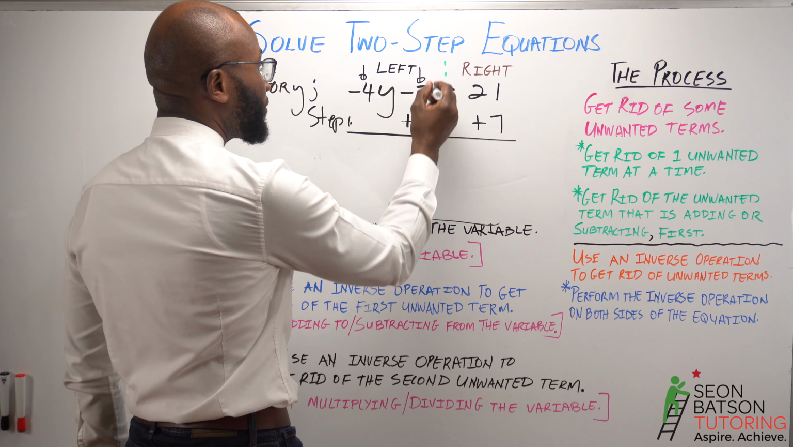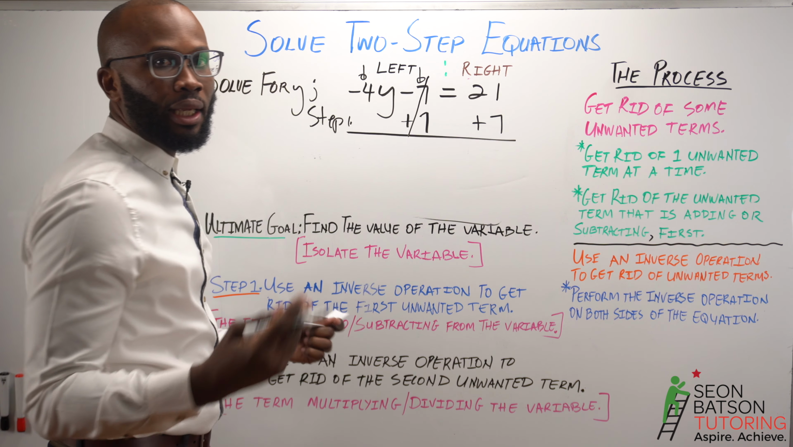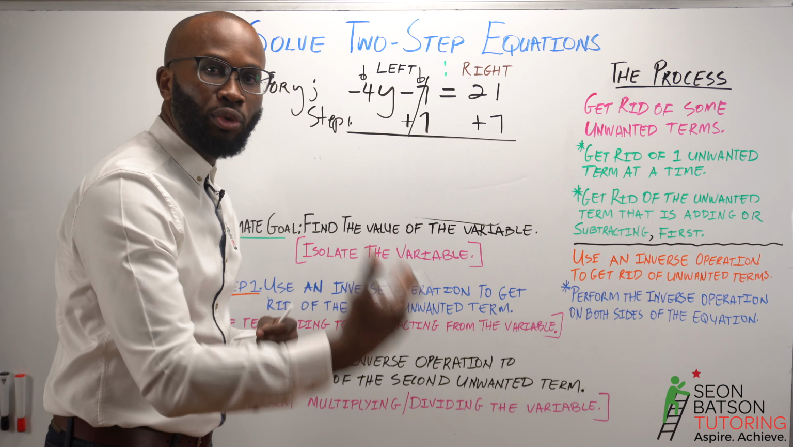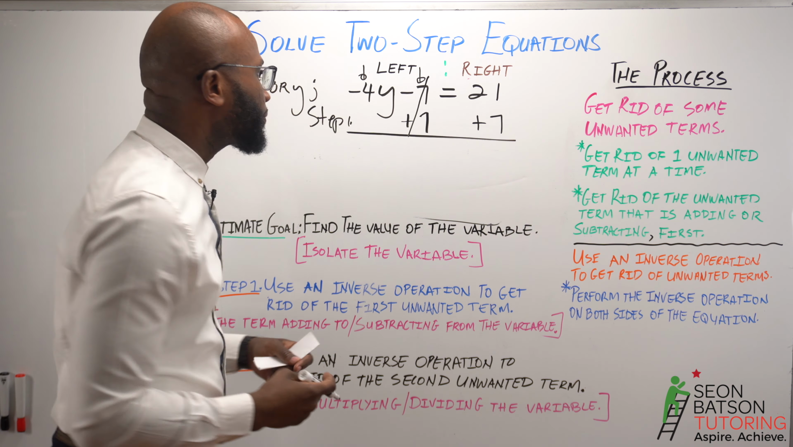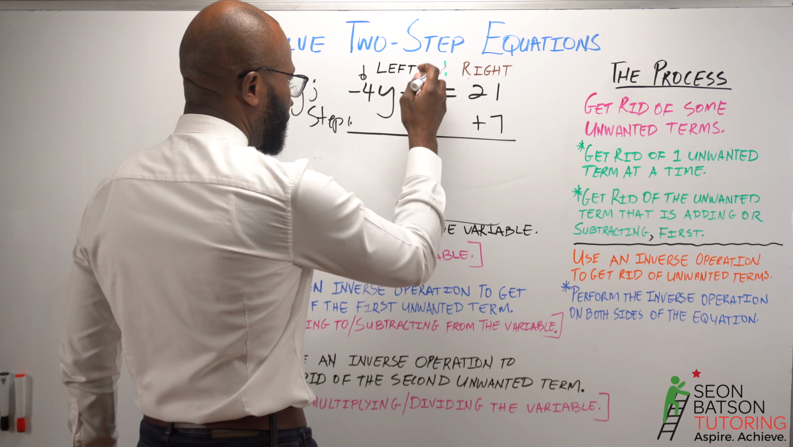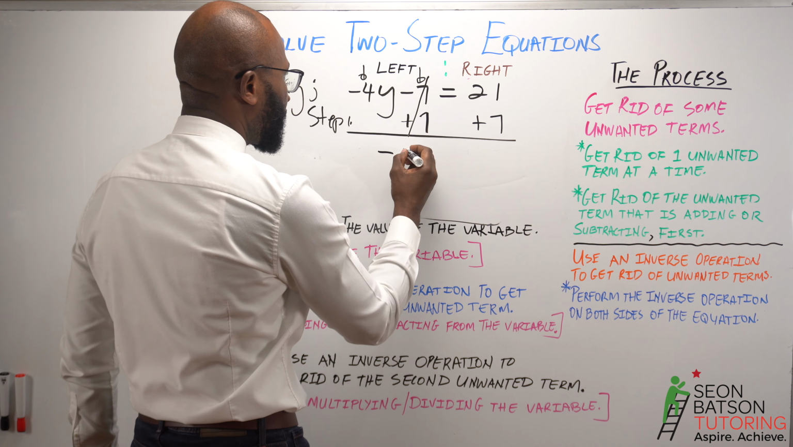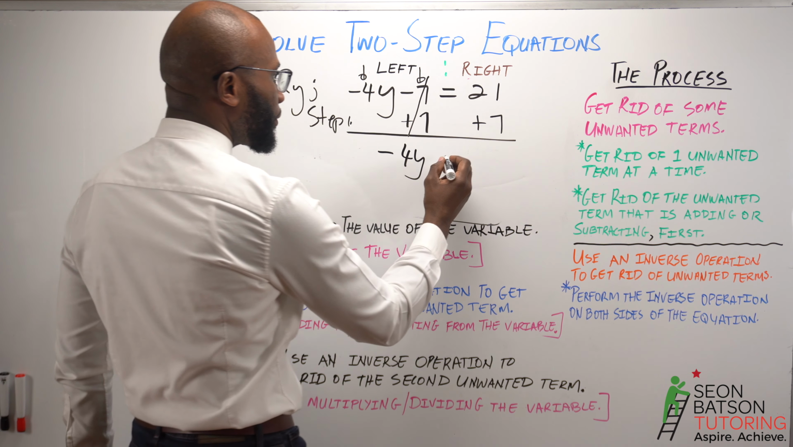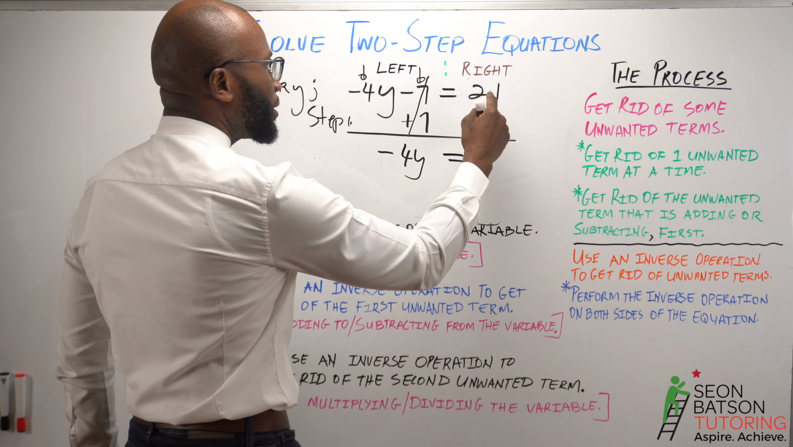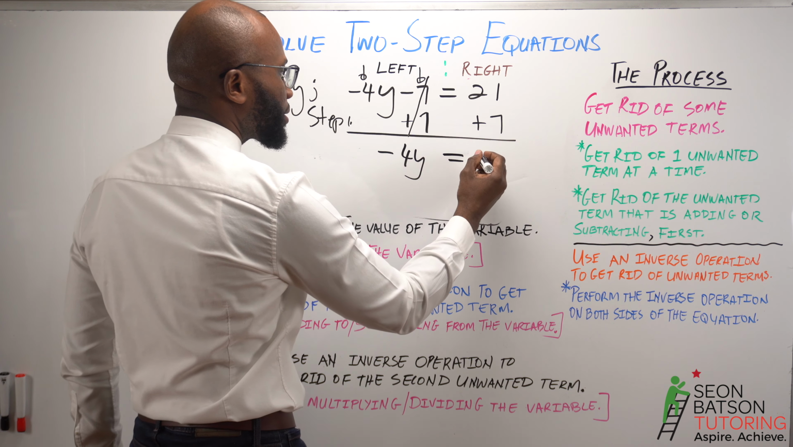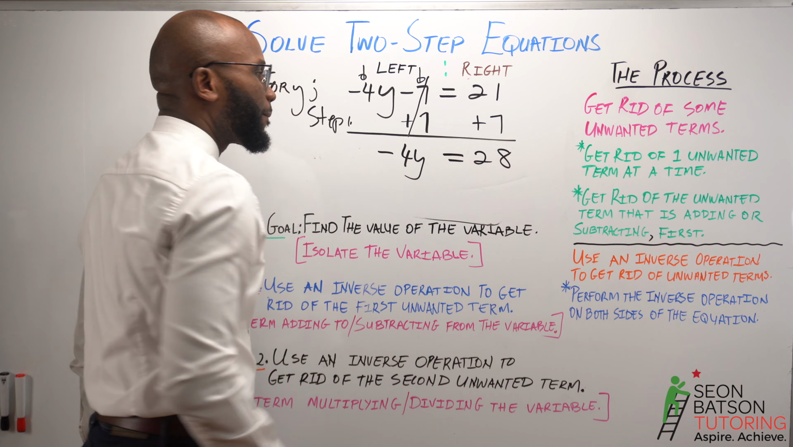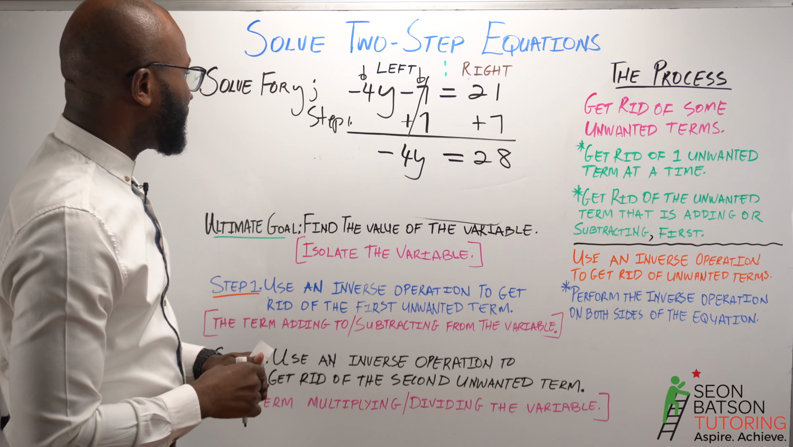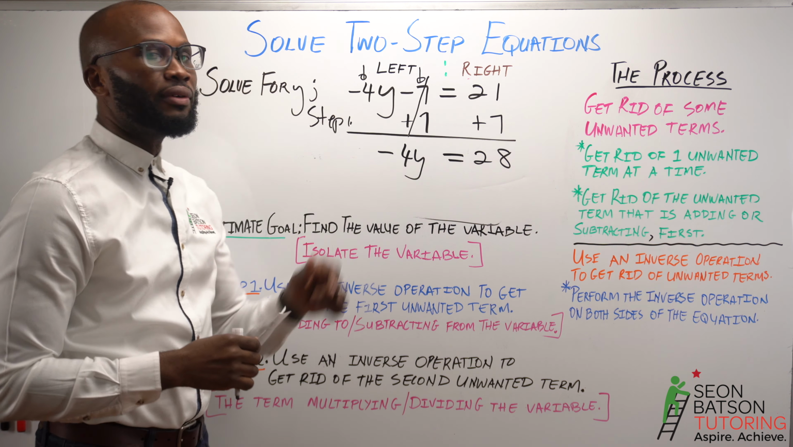Negative 7 plus 7 will give us 0. And again, that's the purpose of the inverse operation. It eliminates or gets rid of the unwanted term. Yes? So on the left side, if we subtract 7, we're going to have only the negative 4y left. Yes? On the right side, 21 plus 7 will give us 28. So we have successfully gotten rid of the first unwanted term, which is the negative 7.